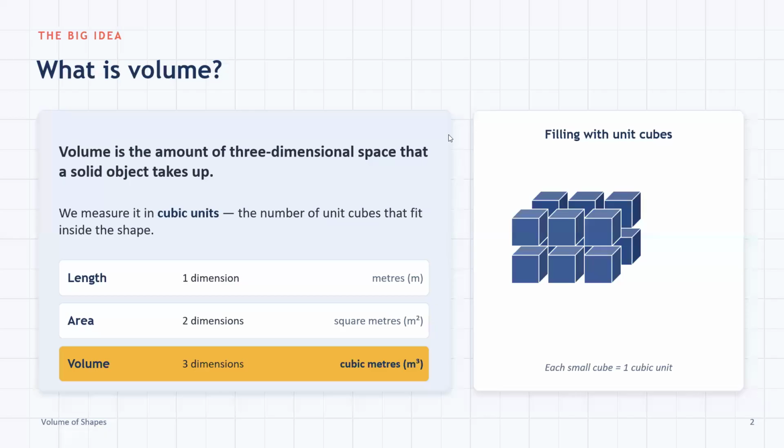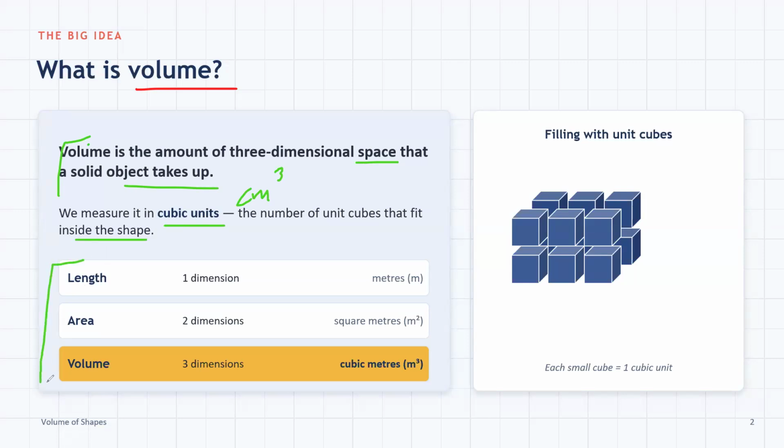So let's begin. First of all, you need to understand what is volume. Volume is the amount of three-dimensional space that an object takes up. We measure this in cubic units, so that's why you would be seeing the cube with it. The number of unit cubes that fit inside the shape.